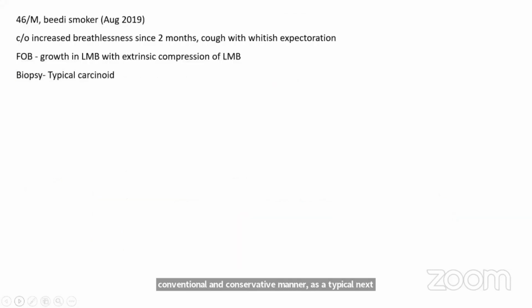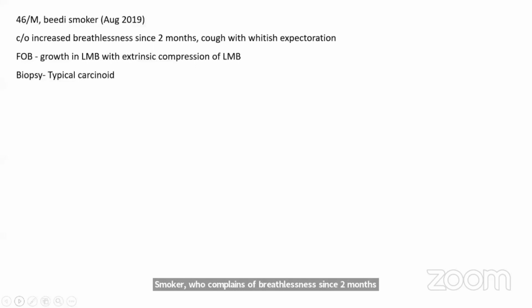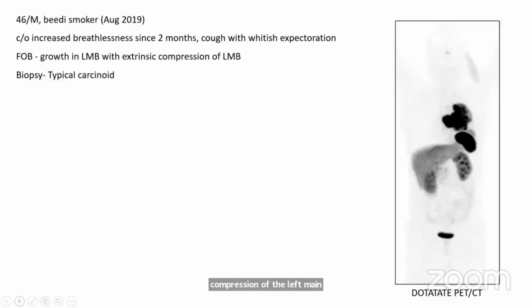Now I'm going to discuss the rest of my talk citing a few cases, because my talk relies more on the images. We start with the case of a 46-year-old male who was a beedi smoker who complains of breathlessness since 2 months, and FOB showed growth in the left main bronchus with extrinsic compression of the left main bronchus, and the biopsy was typical carcinoid. Click please. This is the DOTATATE PET CT, which shows an intense uptake on the left side of the thorax. It is quite a large lesion.